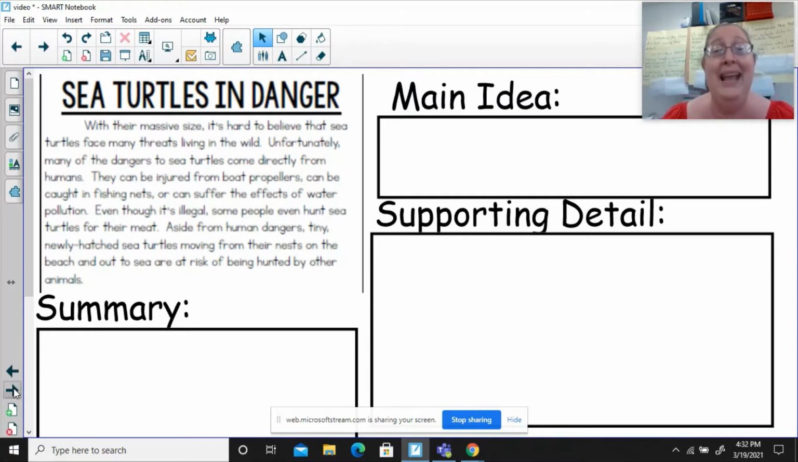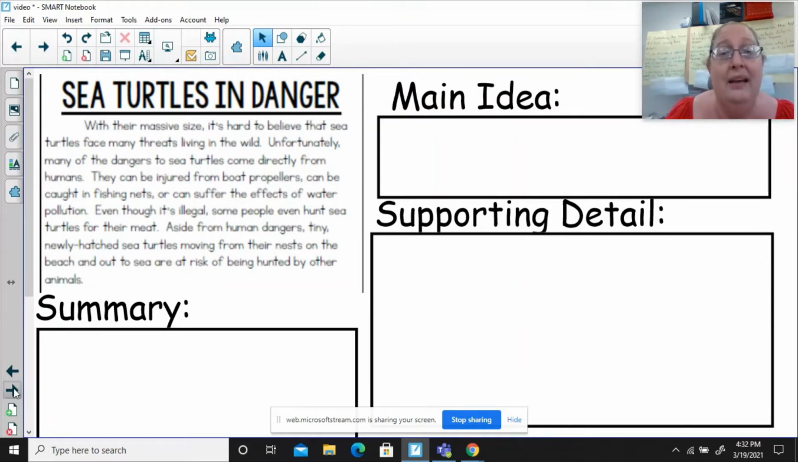Okay, so the main idea of this passage, I'll tell you right now, a lot of students are thinking it. They think the main idea is sea turtles. If you thought that, you're getting on the right track, but you don't quite have the main idea. What you have is the topic. The topic is like an umbrella. It tells us generally what this story is going to be about. Main idea is what exactly this story is going to be about.